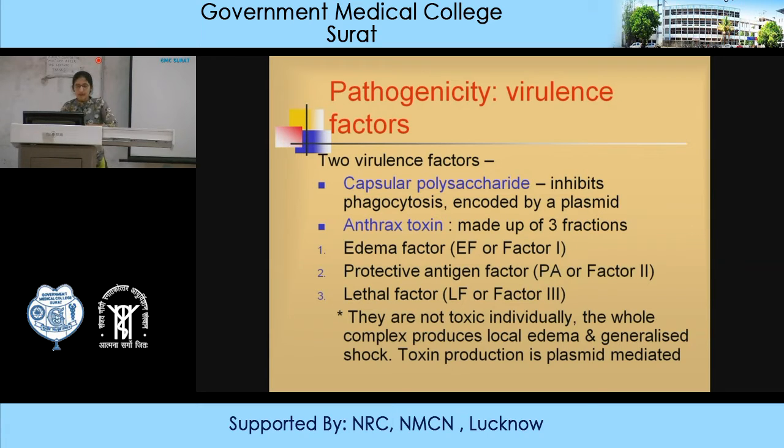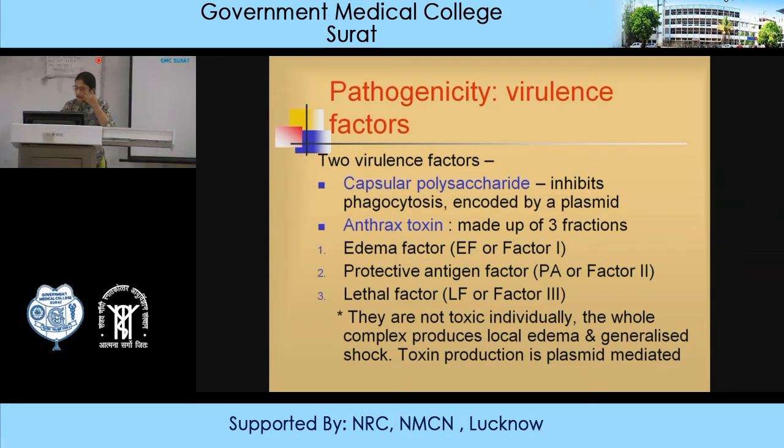The second virulence factor is anthrax toxins, which are made up of three fractions: edema factor, protective antigen factor, and lethal factor. The edema factor, as the name suggests, produces edema in the tissue. The protective antigen factors are not toxic individually. They have to produce their action in the presence of all three, so they are not able to work individually. The whole complex produces some local edema and generalized shock.